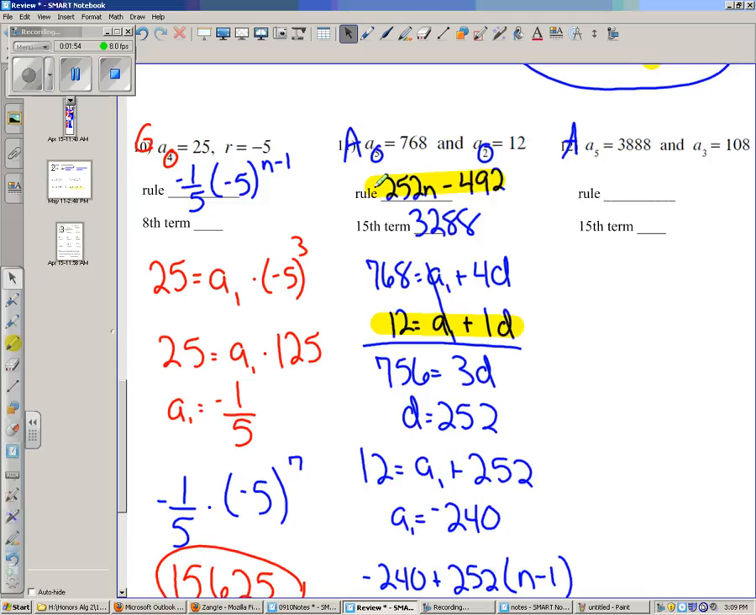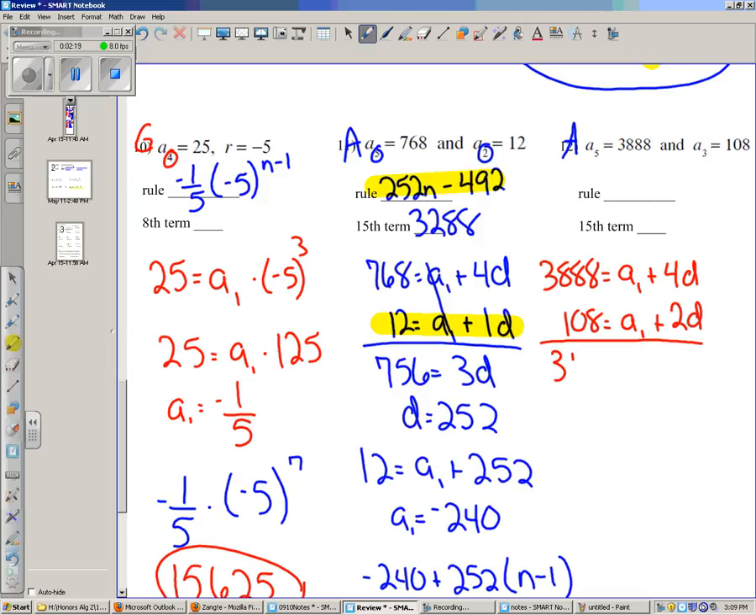12 is going to be the exact same setup. I'm going to go ahead and set up my system. So I get 3,888 by taking the first term plus n minus 1, so 4d. And I get 108 by taking the first term plus n minus 1, so 2d. Again, I'm going to go ahead and subtract. And when I do that, my constants give me 3780. My d's give me 2d. So when I'm done, d is worth 1890.